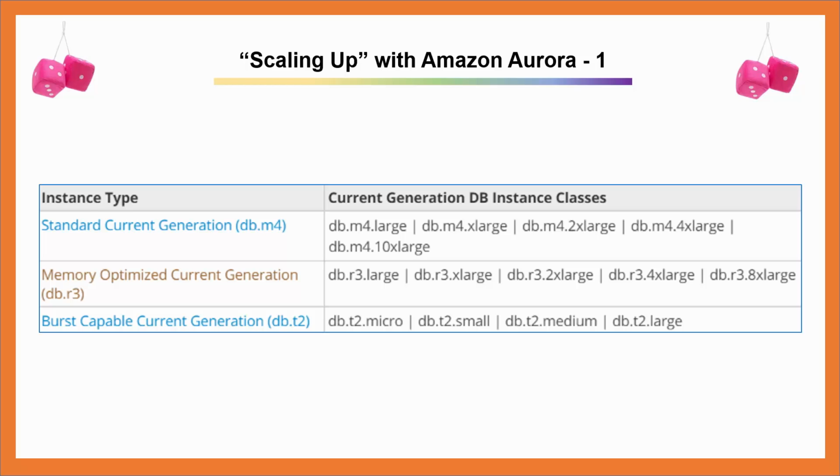DB-M2 instance classes that you see on the top row. And you don't need burst-capable instances, as you see in the lower row, because Amazon Aurora automatically scales for you, and therefore it's not supported for Aurora.